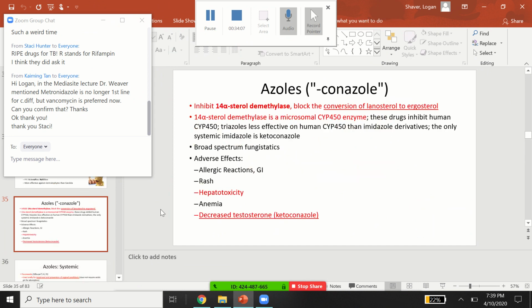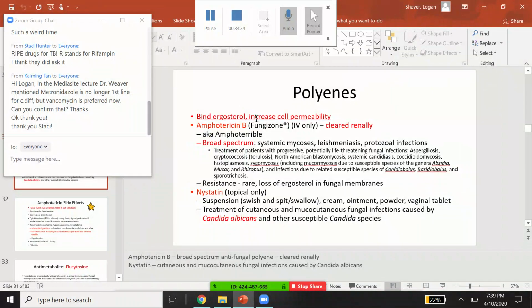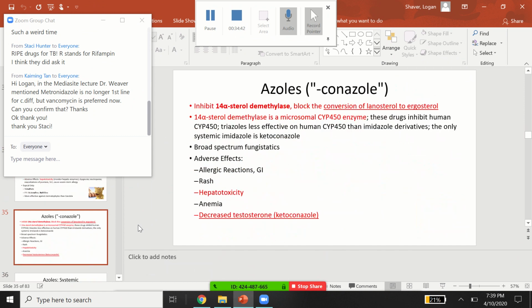So azoles, these are pretty common fungal drugs that you hear a lot about. The main mechanism of action for those is that it inhibits 14-alpha-sterol demethylase. So it's that specific enzyme. And since she has it in red, just be prepared to know that specifically as a mechanism. So in comparison to polyenes, so amphotericin B and nystatin, right? These bind to ergosterol, right?